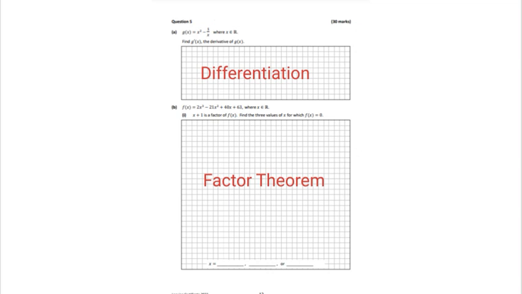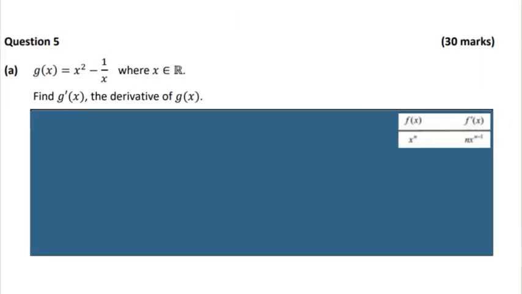And then on the second part, we're given a factor of the cubic, and we need to find the three values for which f of x is equal to 0. Well, they're going to be the other roots, apart from the root related to this factor. So we're going to do long division there. Alright, so let's start off with the differentiation.